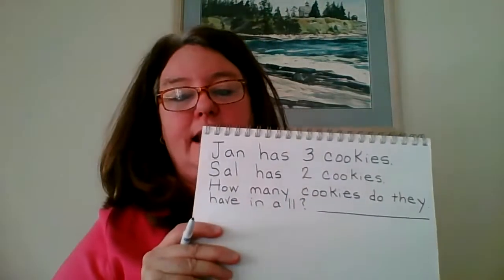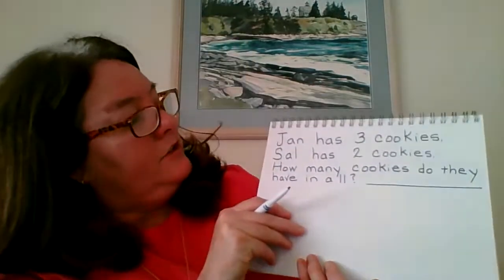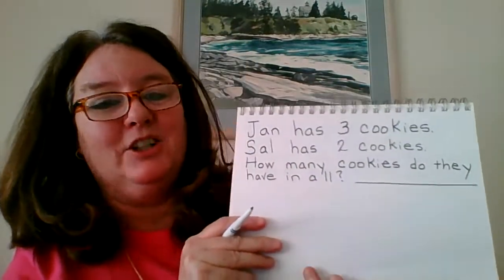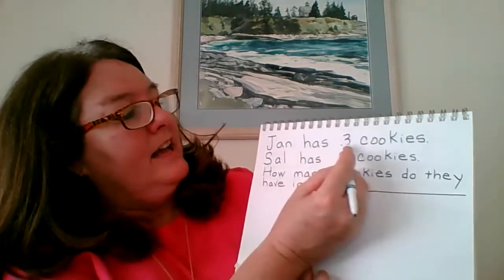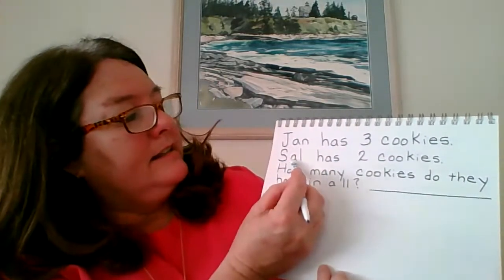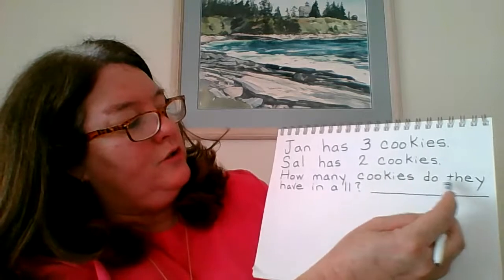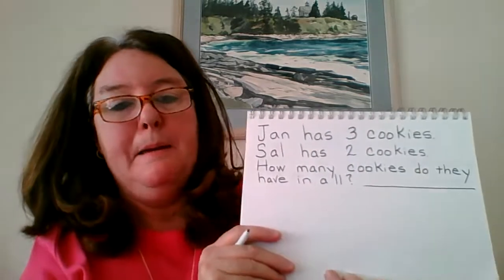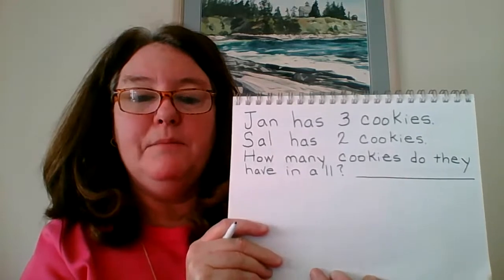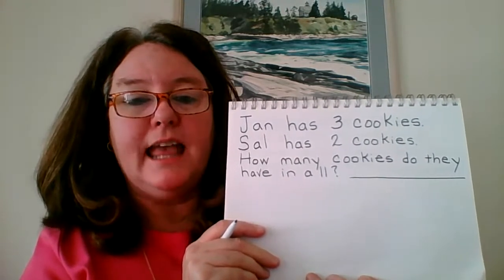Let's try another one. I have another story over here. So turn to the next page of your notebook or find another spot on that page so that you'll be ready to draw and write an equation and answer the question. This story is about cookies. I love cookies. It says Jan has 3 cookies. Sal has 2 cookies. How many cookies do they have in all?